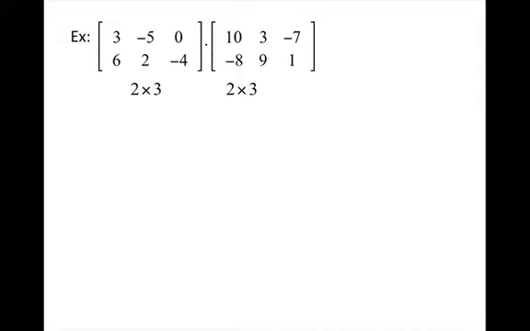When you're multiplying, the matrices do not have to be the same size. You check the number of columns in the first matrix, which is 3, and the number of rows in the second matrix, which is a 2. These two numbers must be equal. In this case, they're not equal. If those two numbers are not equal, I cannot multiply these matrices.